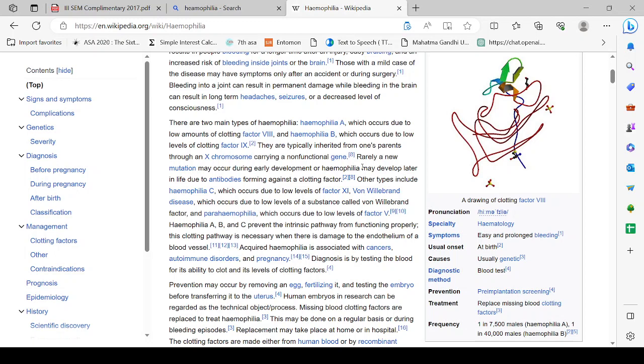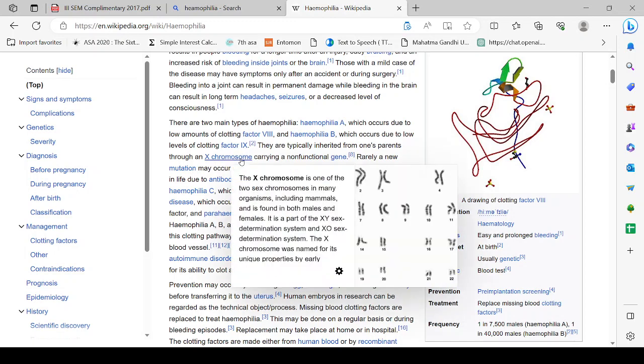And usually this is transmitted from parents to the children. This is also called an X chromosome disease. You know that there are two types of sex chromosome: the Y chromosome and the X chromosome. Some genes are present in the X chromosome and some in the Y chromosome. If a gene is present in the X chromosome, it is called an X chromosome linked or sex linked disease. The haemophilia genes, responsible for the formation of clotting factor 8 as well as clotting factor 9, are present in the X chromosome.